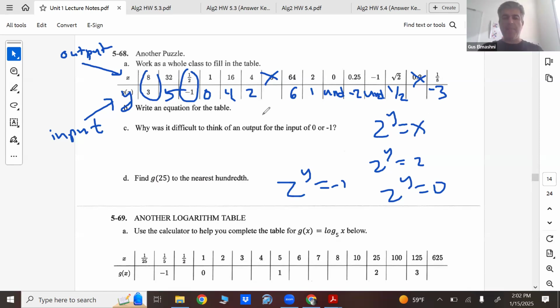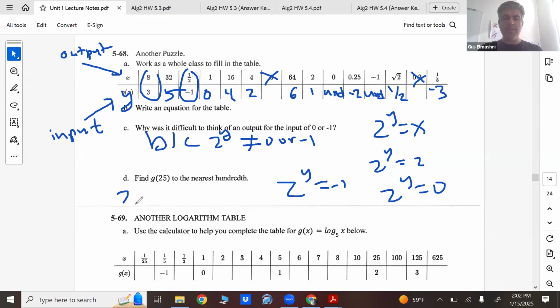And why was it difficult to find an output for the input of 0 and -1? That's because 2 to the y power cannot equal 0 or -1. Just can't happen.